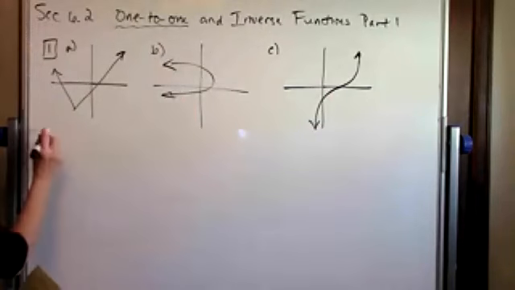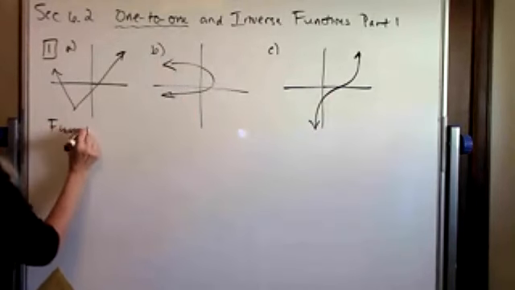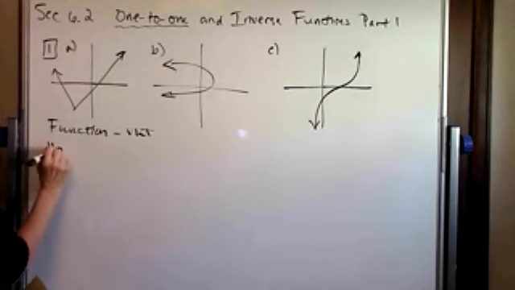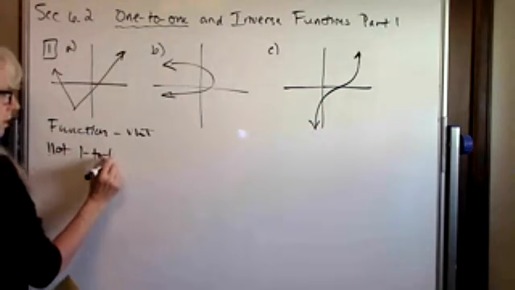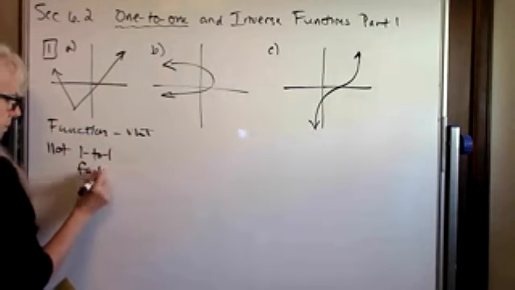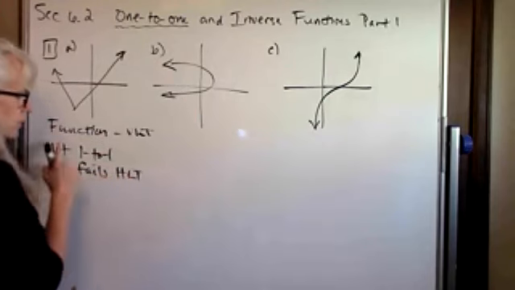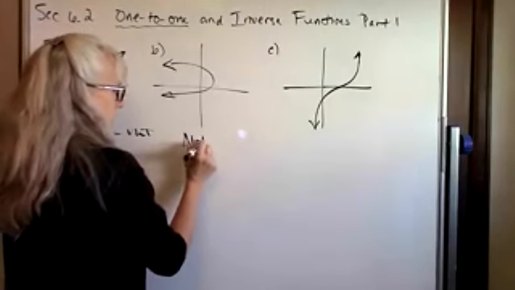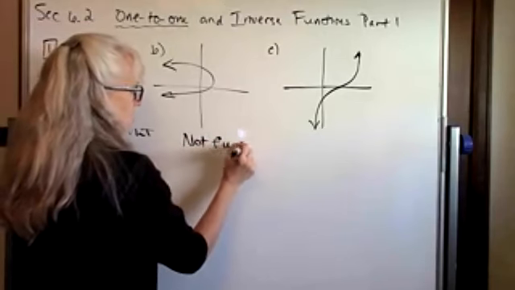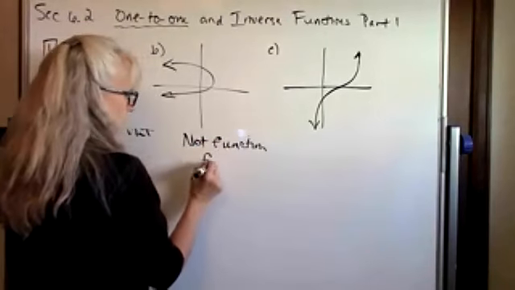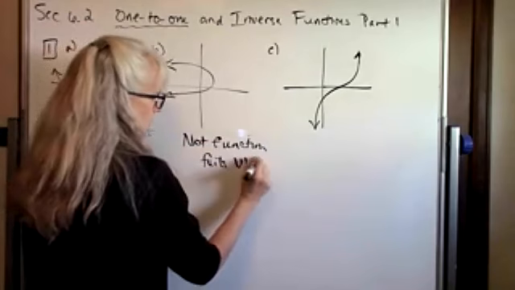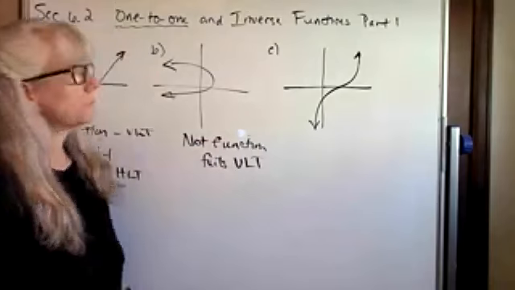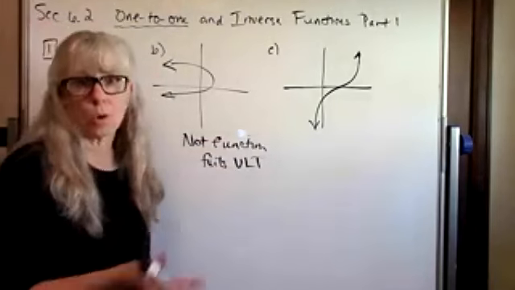So this one is a function because it passes the vertical line test. It is not a one-to-one function because it fails the horizontal. So it's a function, but it's not one-to-one. This one's not a function, and that's because it fails the vertical line test. So it's a relation, it's just not a function. I don't need to go any further with that train of thought. If it's not a function, it can't be a one-to-one function.